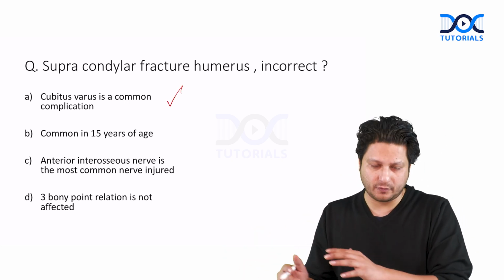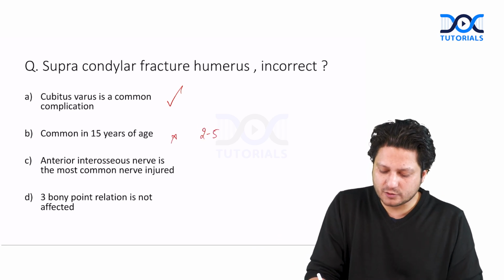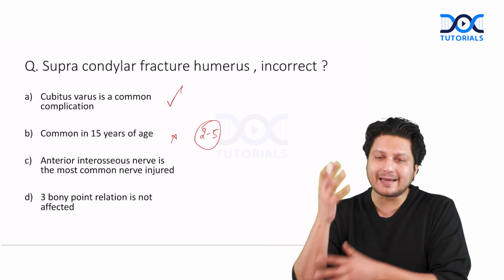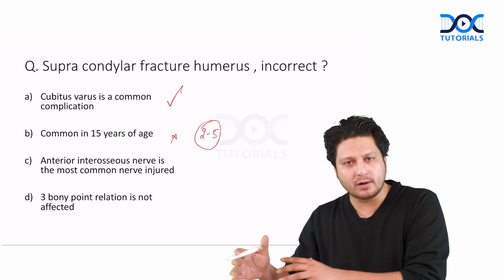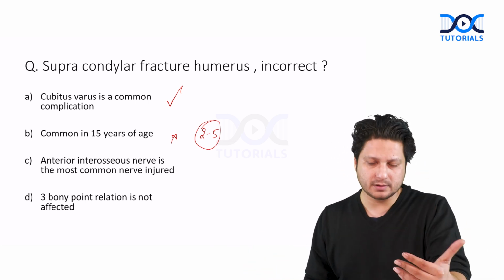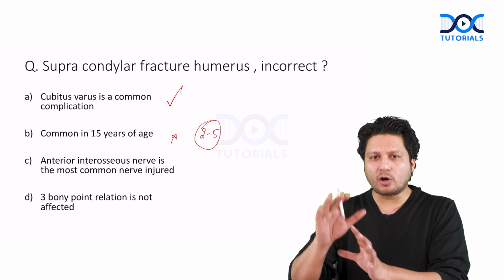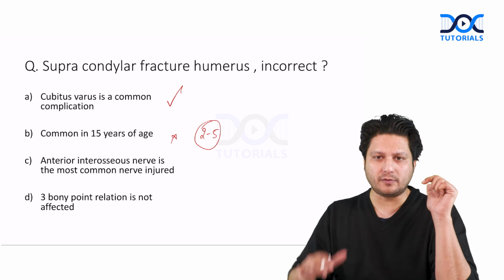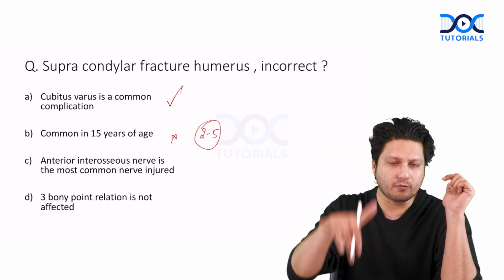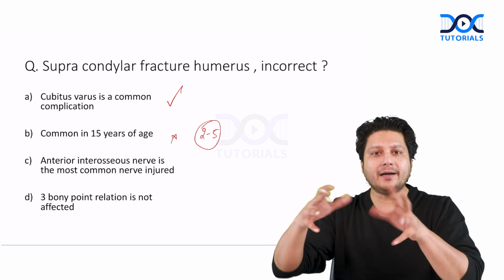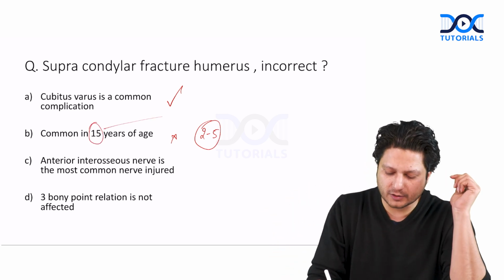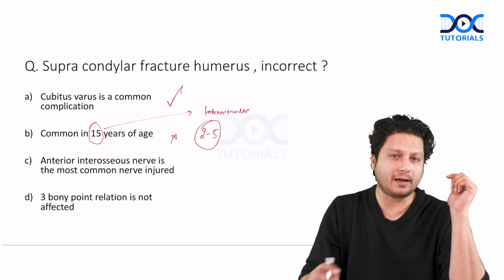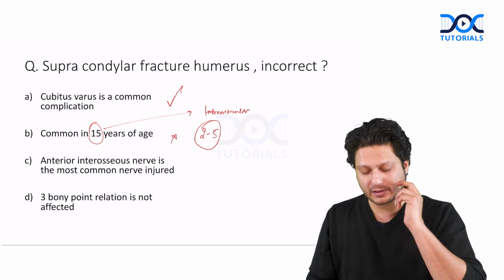Common in 15 years of age. The most common age group for this is 2 to 5 years of age. Now, it does not mean that a fracture in this region cannot happen in a 15-year-old individual. But in older individuals, beyond 10 years of age, it is not going to be a clear-cut supracondylar fracture. There will be intercondylar extension. The fracture will most of the time involve the intercondylar junction, so it will become an intra-articular fracture. So around 15 years of age, the fracture will become intra-articular. It is not going to be the pure supracondylar variety. So that is incorrect, obviously.